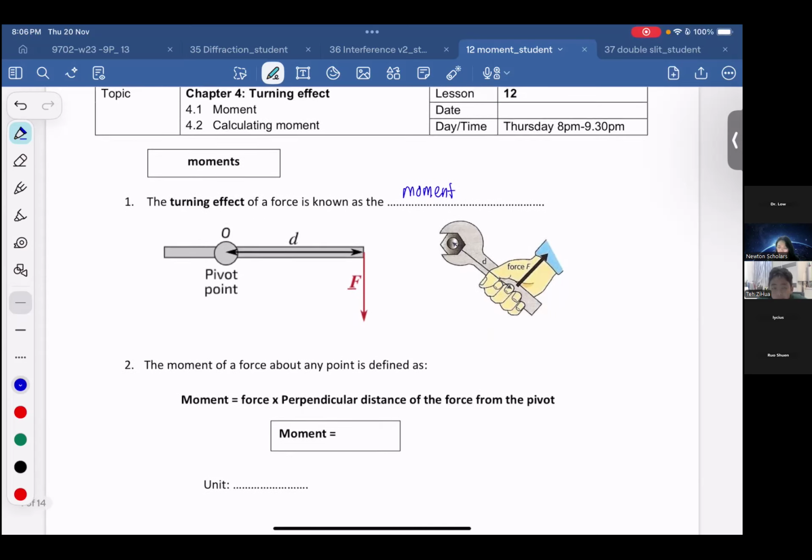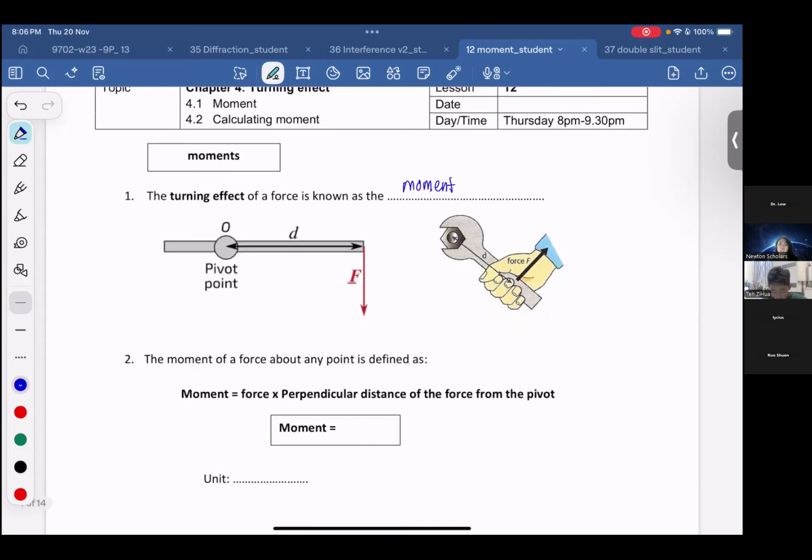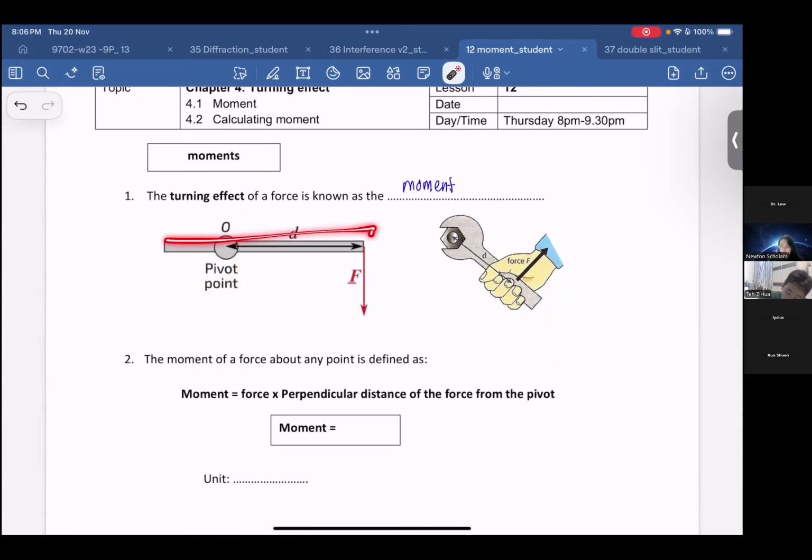Okay, so boys and girls, making something to turn, we will have a pivot point. Pivot point actually is a fixed point. So you can imagine you're holding a ruler, then one of the parts, the pivot part, you use one of your fingers to hold it. Then with another hand, you push it down according to the direction of the force. Then you will find that your ruler will turn.